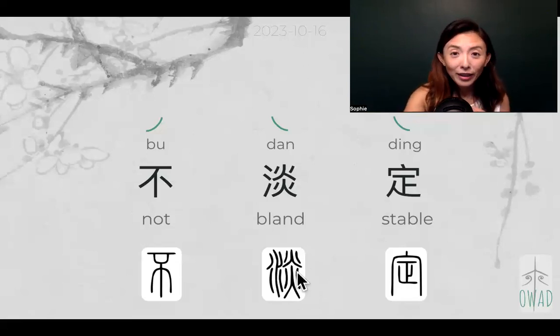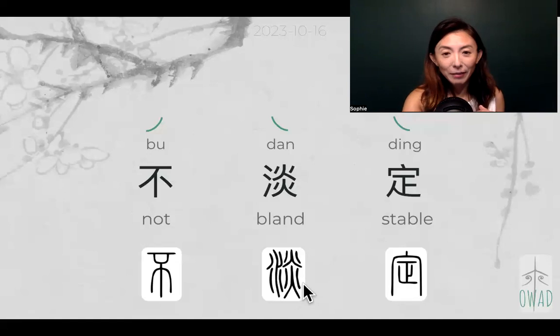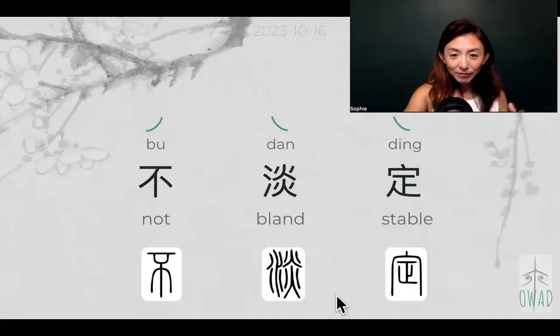But visually too, Chinese does that occasionally when we have 2 fires stacked on each other. That means a big fire, right? Bonfire. So now we have big fire plus water together. Why does it become bland?